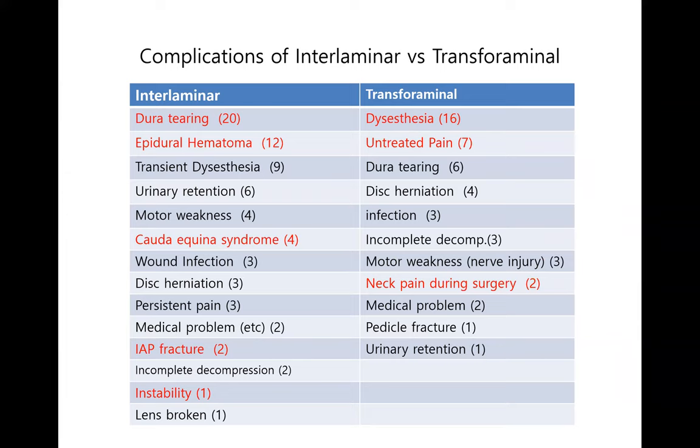The complications of the two surgical methods are summarized as follows. Also, in both methods, complications tend to be similar. However, the interlaminar approach has more complications than transforaminal decompression. The most common complication is dural tearing in interlaminar, second most common is hematoma. On the other hand, in transforaminal decompression, dysesthesia is most common, next to untreated pain.